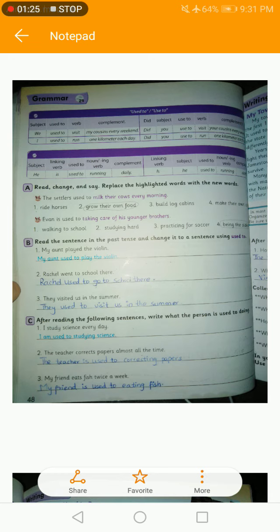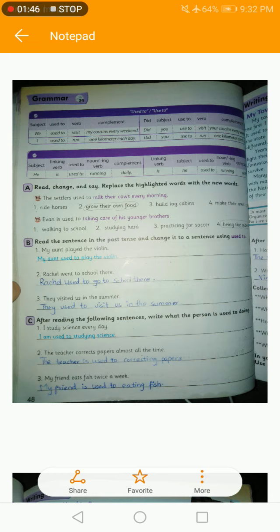Second is: Evan is used to taking care of his younger brothers. These are the highlighted words, so we have to change these words with new words. So, Evan is used to being the oldest.